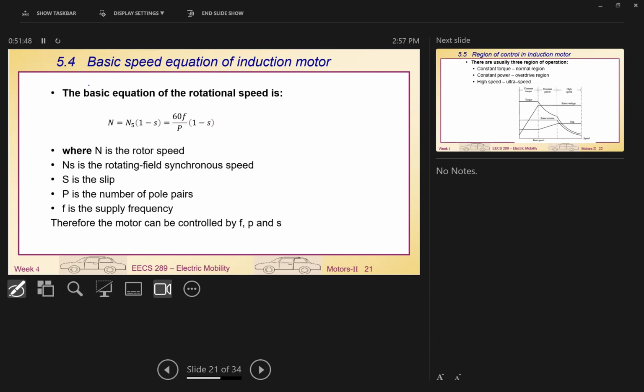But again, this equation, you don't need to memorize it. I just give it to you so that you refresh your memory from the undergraduate. Most students learn this equation in the undergraduate when they learn electrical machines. So basically, we have the number of poles to control how to reduce the speed, and we have the slip to also control the speed.